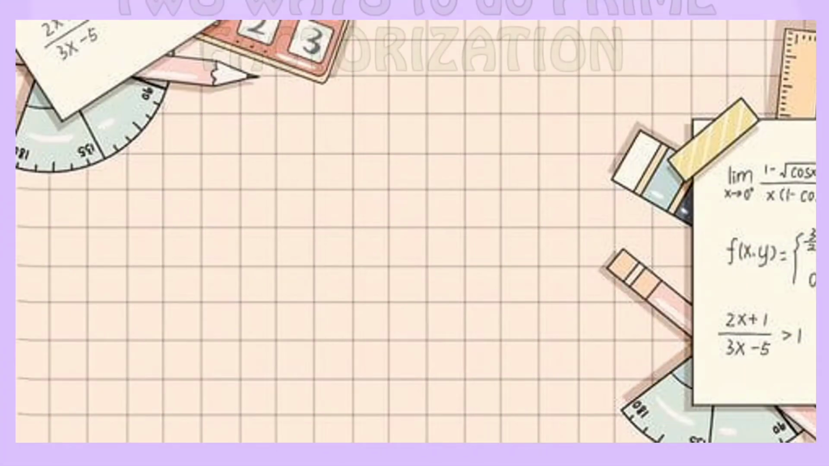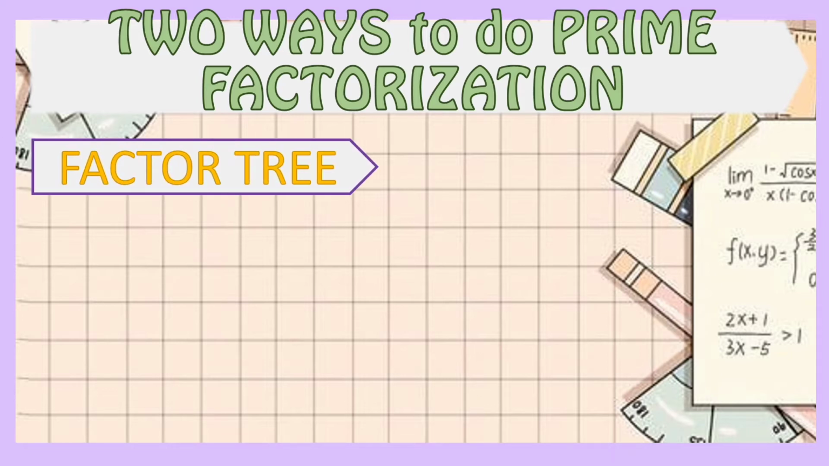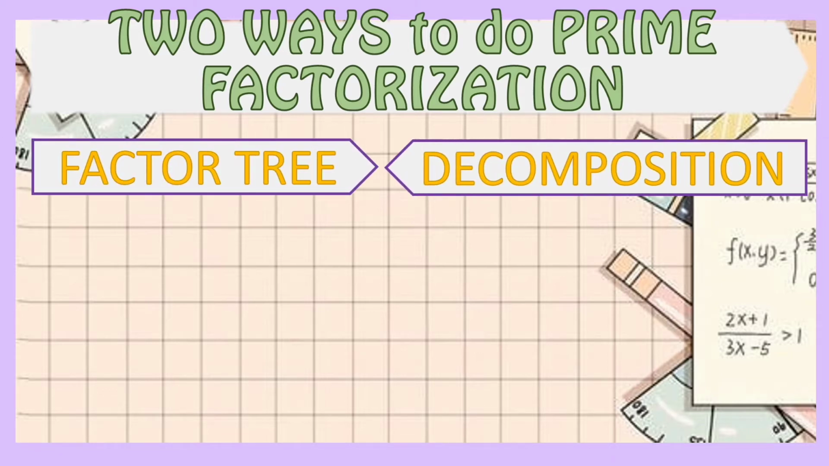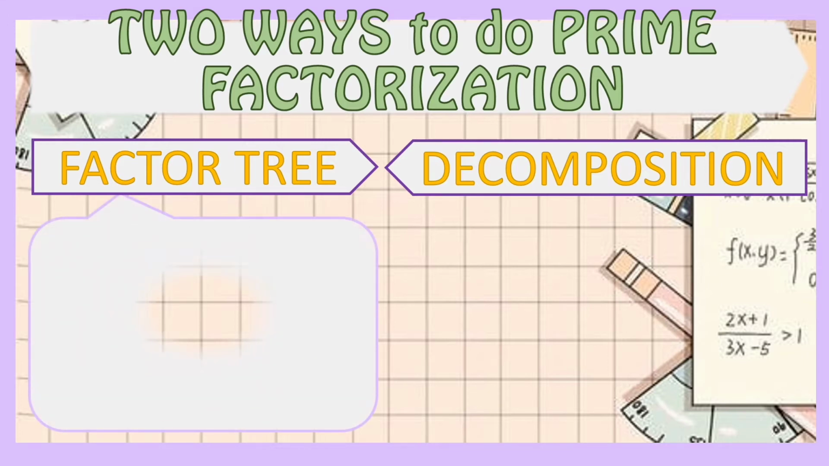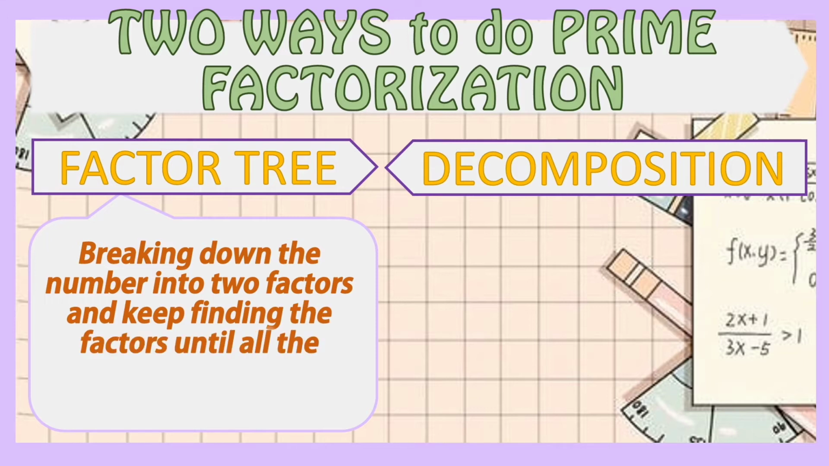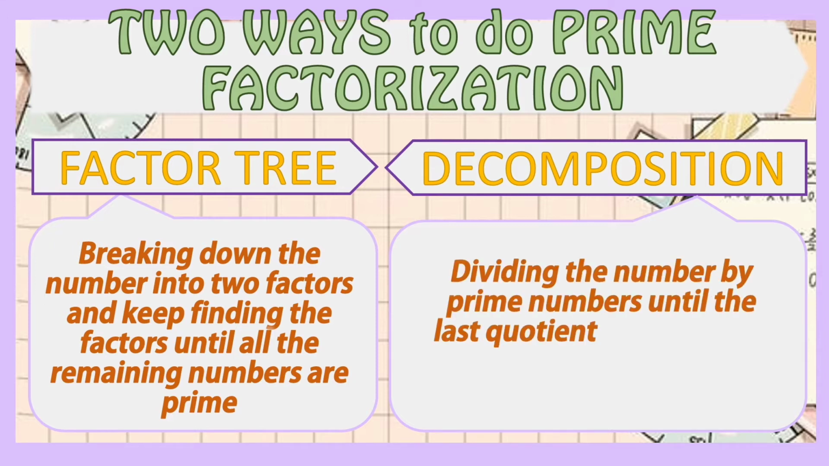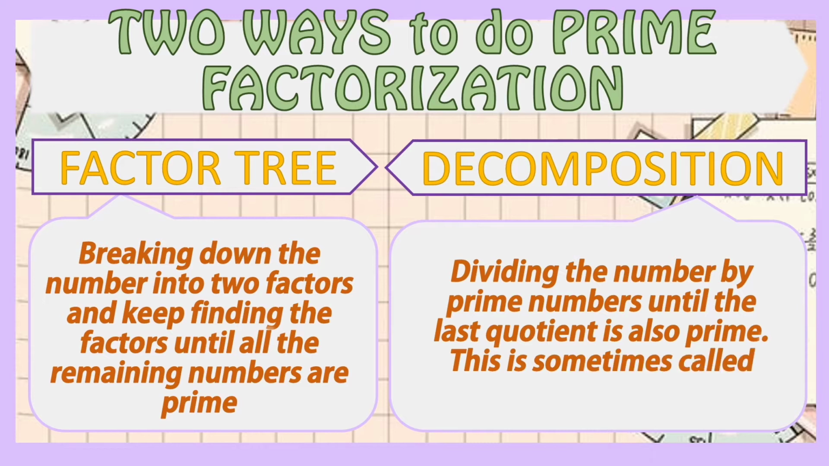There are two ways to do prime factorization. First is by factor tree or by decomposition method. In doing a factor tree, you'll need to break down the number into two factors and keep finding the factors until all the remaining numbers are prime. While in the decomposition method, you'll need to divide the number by prime numbers until the last quotient is also prime. This is sometimes called the division of prime method.